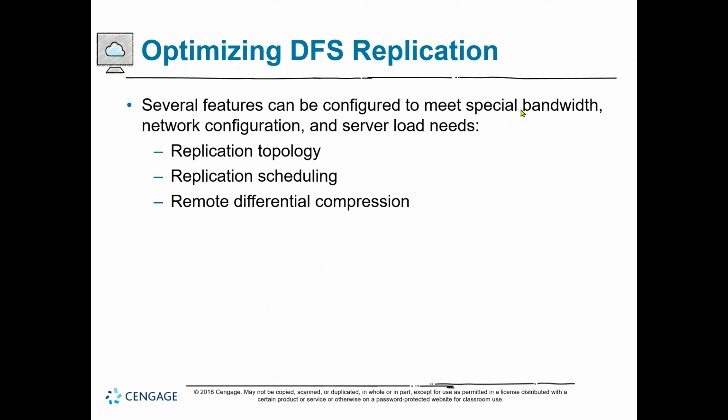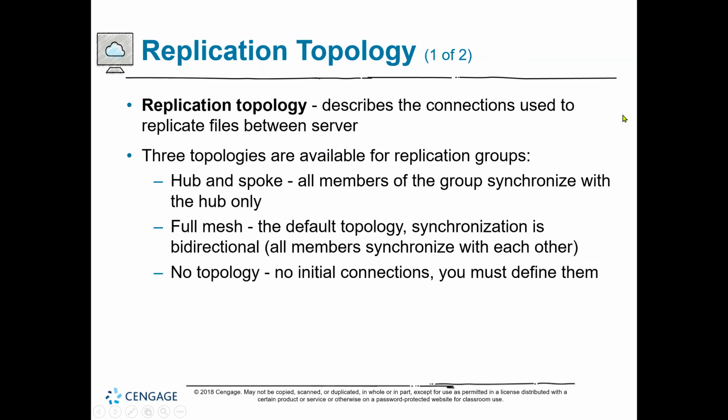Optimizing DFS replication. Several features can be configured to meet special bandwidth, network configuration, and server load needs: replication topology, replication scheduling, and remote differential compression. Replication topology describes the connections used to replicate files between servers. 3 topologies are available for replication groups: hub and spoke.